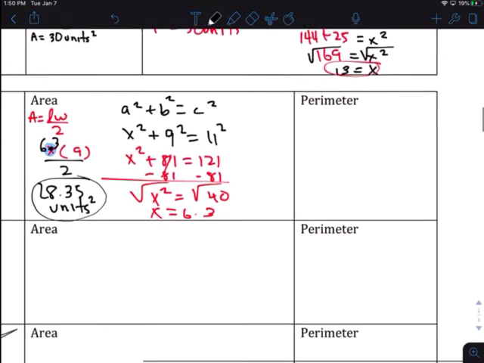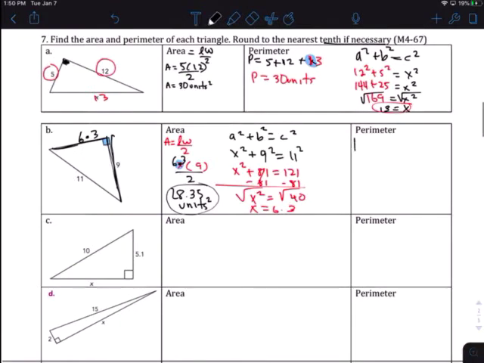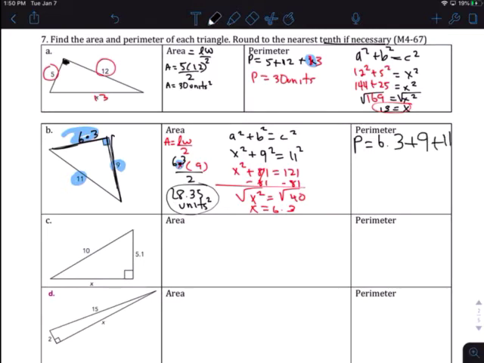For the perimeter, remember you add all sides. Perimeter equals 6.3 plus 9 plus 11. You get whatever you get, that's 26.3 units.